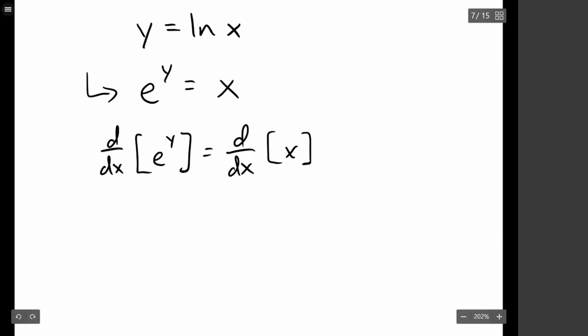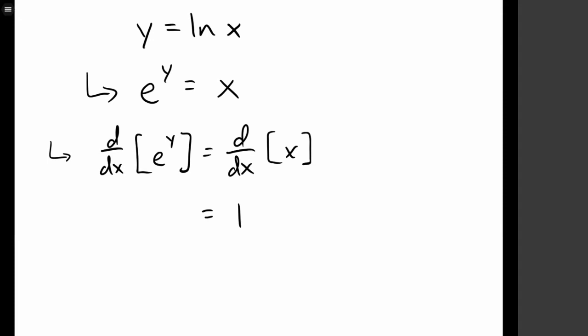All right, so we take the derivative of both sides, so we get this equation. On the right side here, this is just 1. What's going on over here, though? How do we differentiate this?